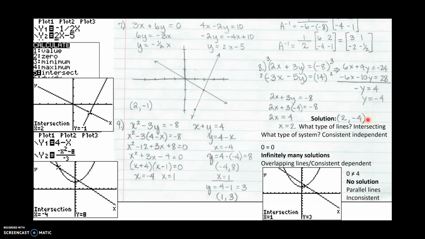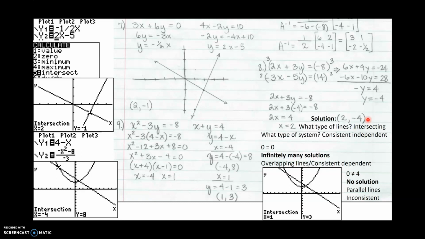Now the other thing that we need to be able to do without our calculator is tell what kind of lines these are and what kind of system this is, okay? So when you get exactly one answer, like we just got right here, 2, negative 4, if you get one solution, how many intersections do you have? 1, because solution equals intersection, right? So if you have one intersection, is that parallel lines, intersecting lines, or overlapping lines? Intersecting. Intersecting lines, are they consistent or inconsistent?